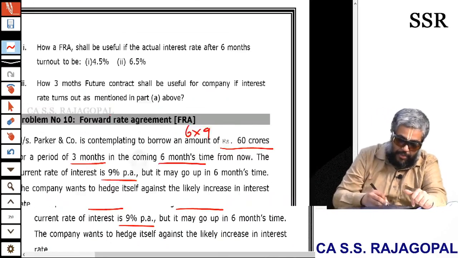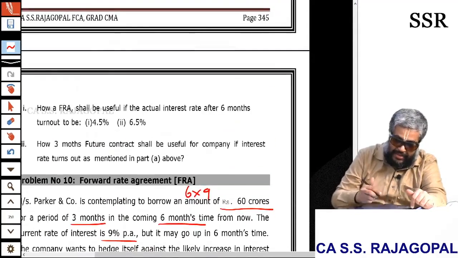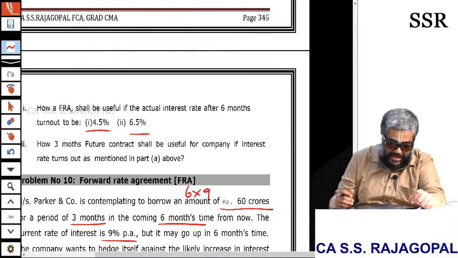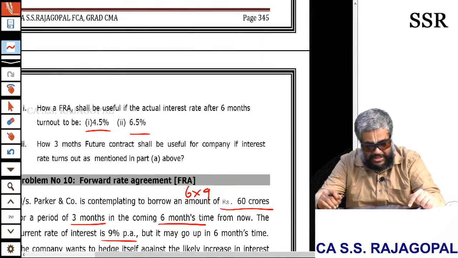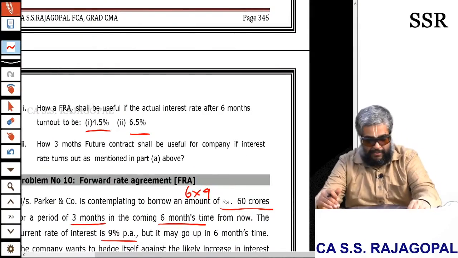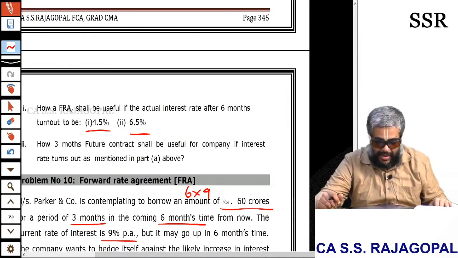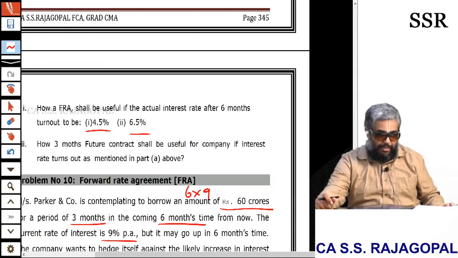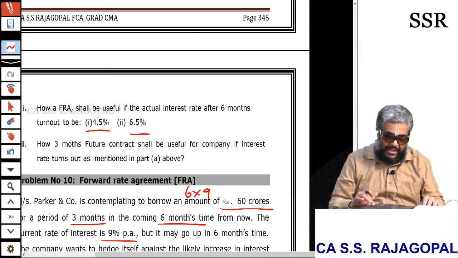Next. You are required to determine how FRA shall be useful if the actual interest rate after 6 months turns out to be 4.5% and then 6.5%. Everybody understanding? Next. How the 3 months futures contract shall be useful for the company if the interest rate turns out to be as mentioned in part A and part B above. All of you understanding? This is the question that has been asked.